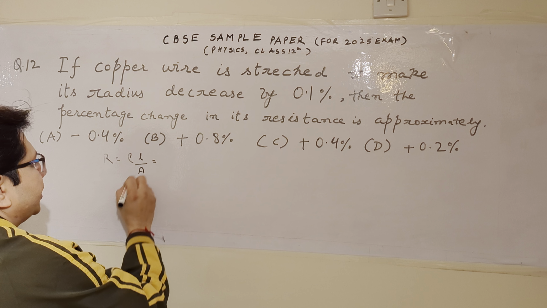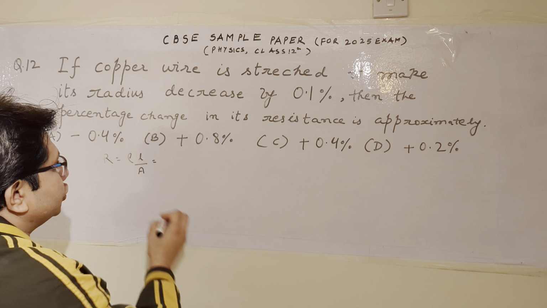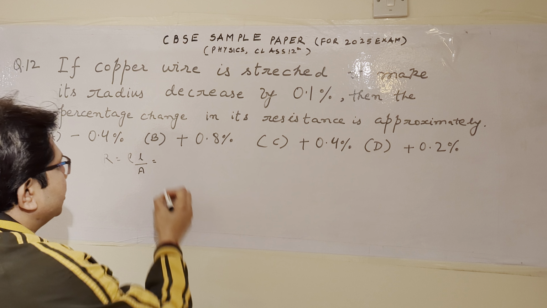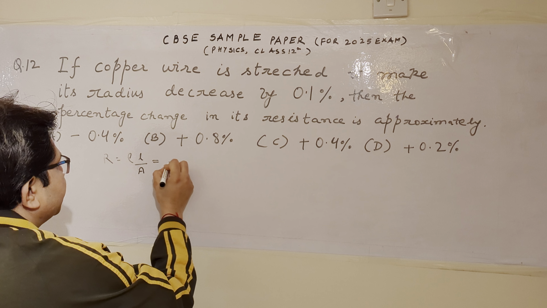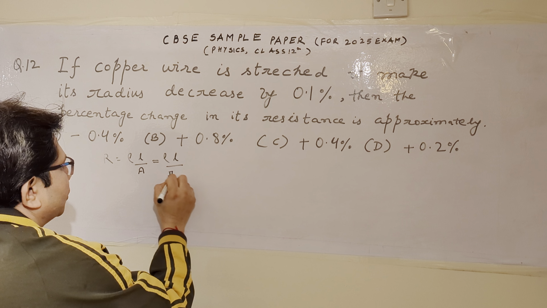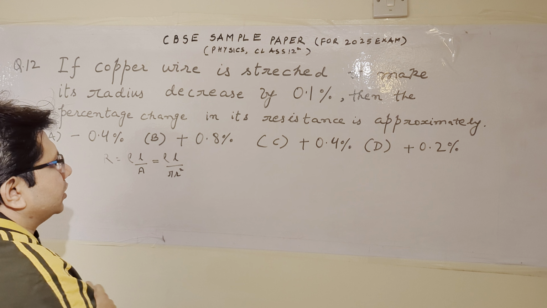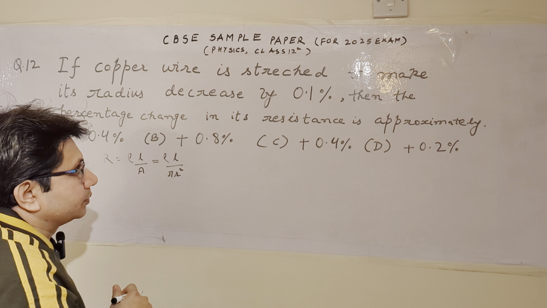where A is the cross section area of the wire. Generally, the wire is cylindrical in nature, so the cross section area is in the form of a circle. So we can say R equals rho L upon pi r square. This is the value of the resistance.